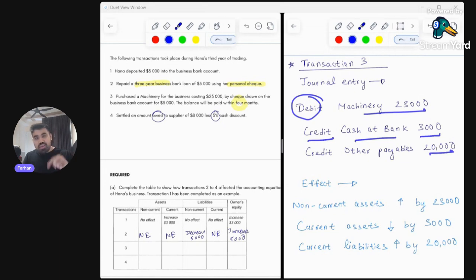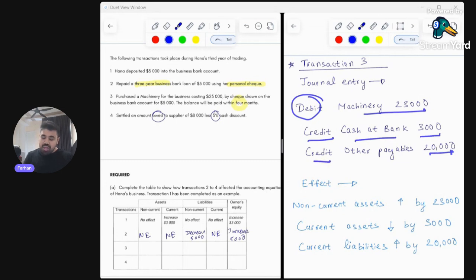We know the balance, which is $20,000, is what we will pay later. So at the moment, this is a present obligation. And since this is to be paid in 4 months, this is what falls within the definition of a current liability, because we have to clear this payment within 4 months. And when liabilities increase, we credit them.